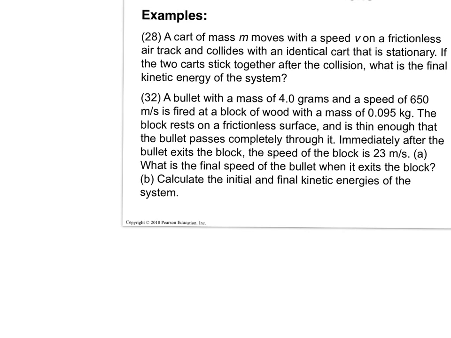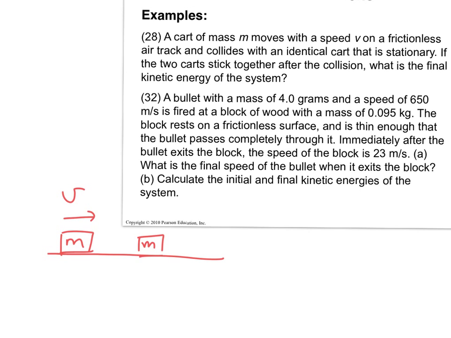28. A cart of mass m moves with a speed v on a frictionless air track and collides with an identical cart that is stationary. If the two carts stick together after the collision, what is the final kinetic energy of the system? Very simple, straightforward problem. Whenever you do this, I always draw. Maybe it's because I'm very visual. All right, so you have two identical carts, so they have identical masses.